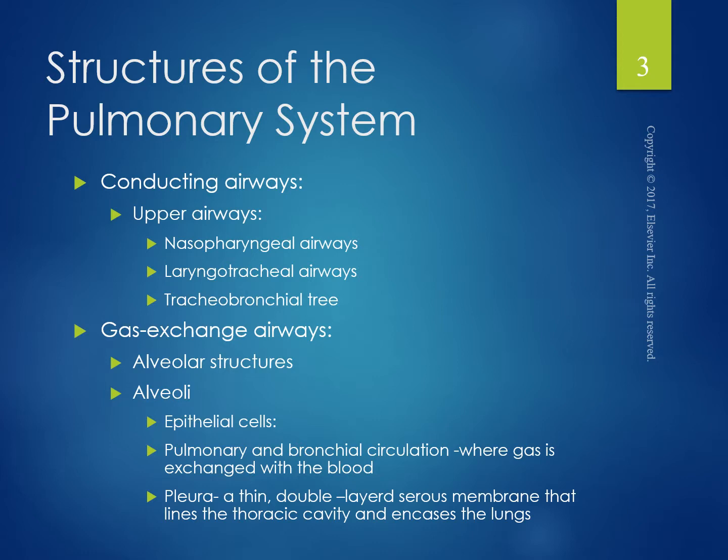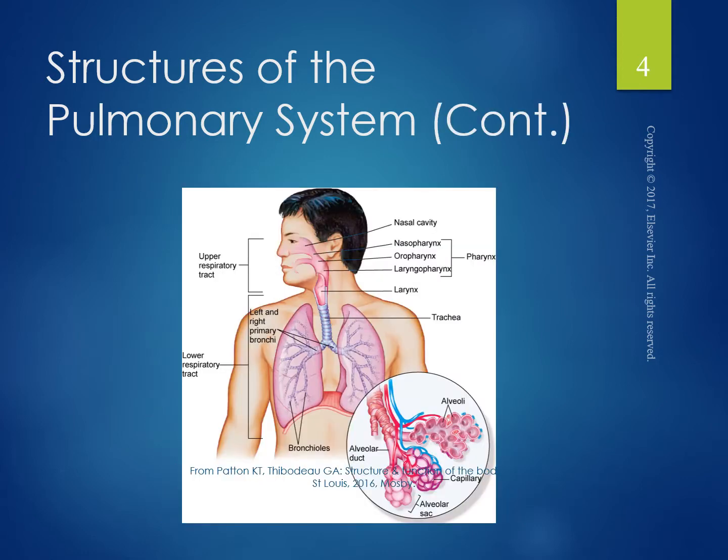The pleura is a thin double-layer serous membrane that lines the thoracic cavity and encases the lungs. This is just a good picture to show you the upper and lower respiratory tracts, and the enlargement of the circle depicts the acinus where the oxygen and carbon dioxide are exchanged.